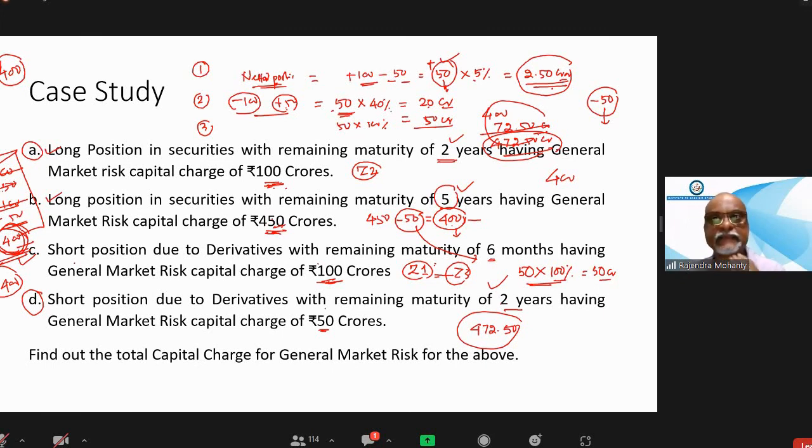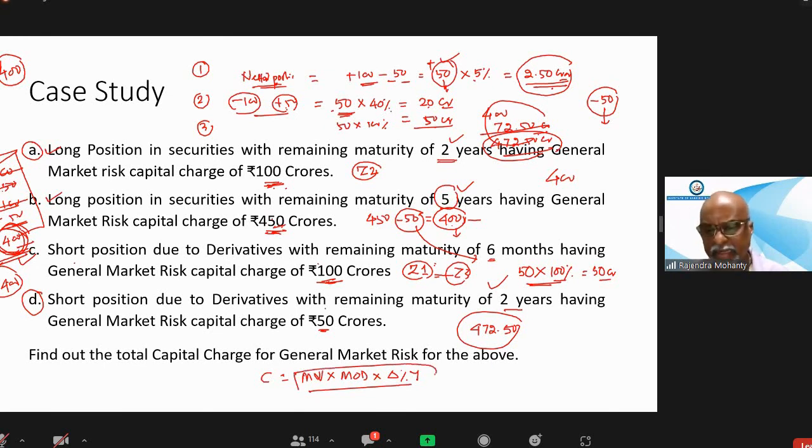Any other question? Sir, my question is how to calculate general market risk without vertical and horizontal disallowances. So I have given you the formula, no? Capital equals market value of the security multiplied by modified duration of the security into assumed change of yield. I have given this. The slide was there, no?